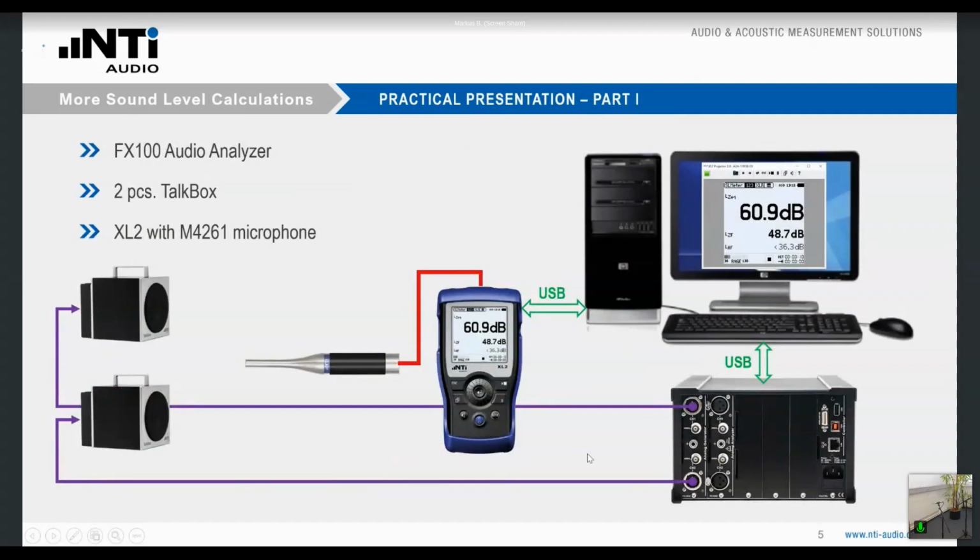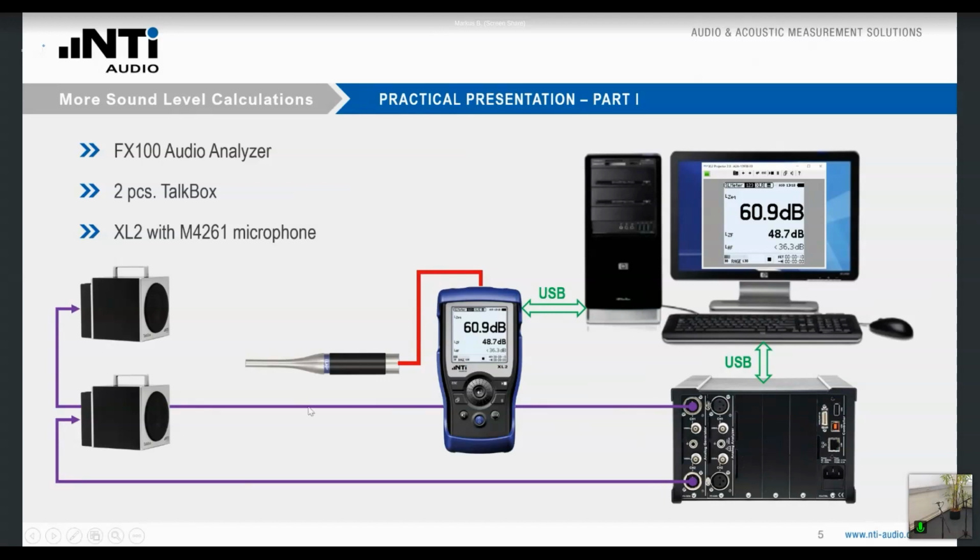But let me show you that in a practical example. In my setup, I have two talk boxes. The one talk box is representing the background noise, the fundamental ongoing noise, and the other one is representing this single source that I can switch on and off. I'm measuring with a microphone that is positioned in between these two sound sources with an XL2, and you can see this green content of my XL2 on my PC. And by the way, the levels of these talk boxes are generated from this FX100.